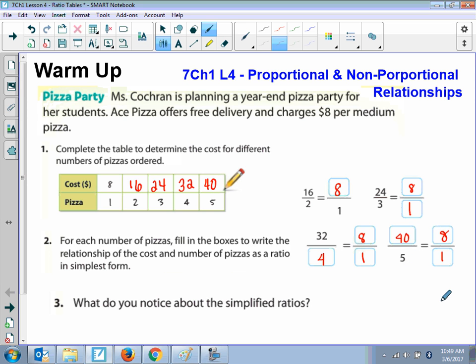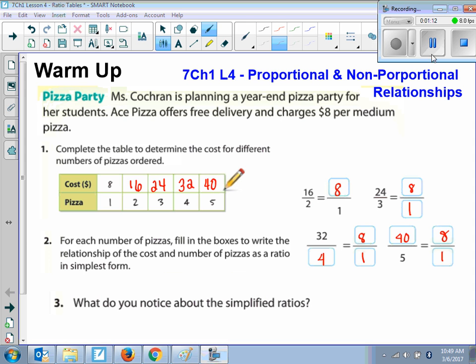Very good. So what do you notice about the simplified ratios? All the numerators equal 8 and all the denominators equal 1. So all of the ratios are equal. Very good.